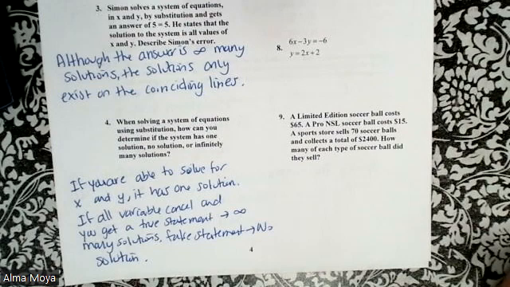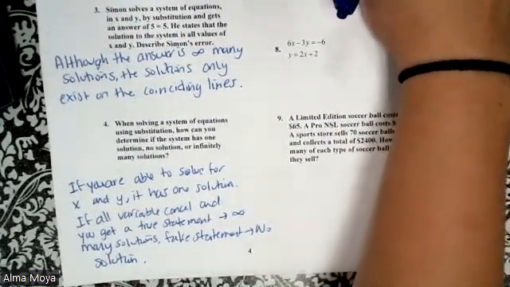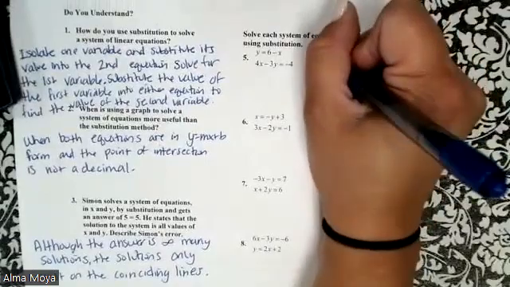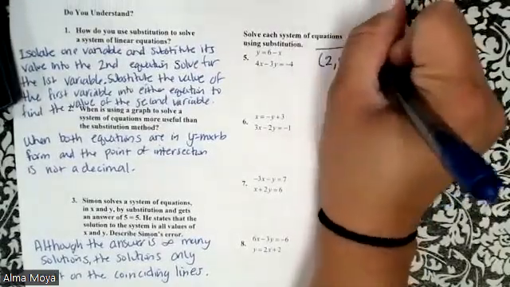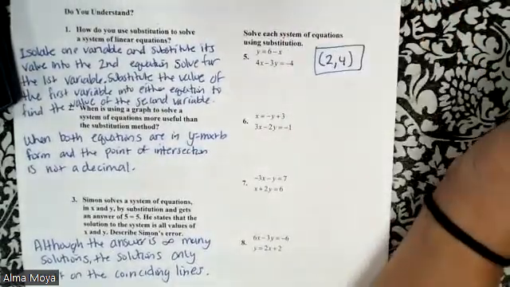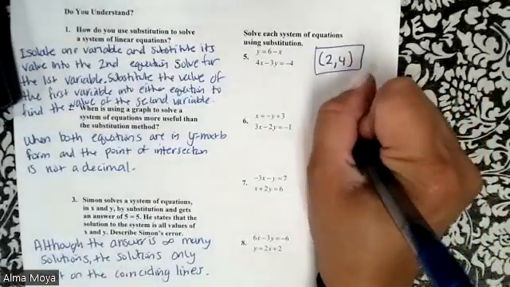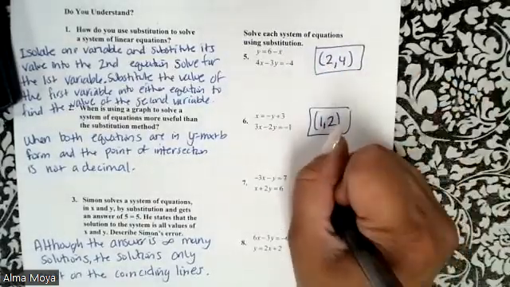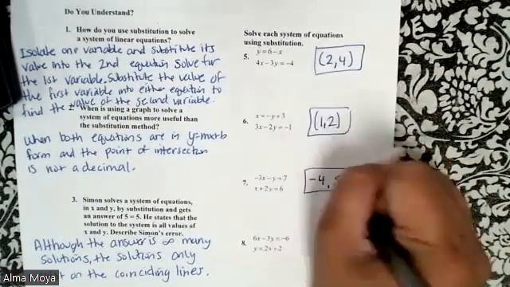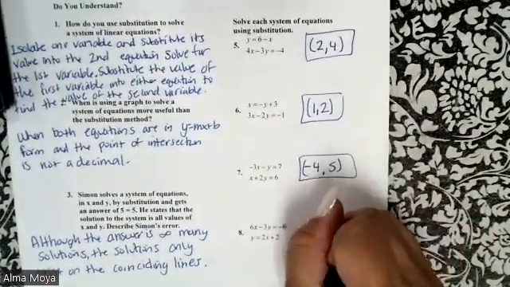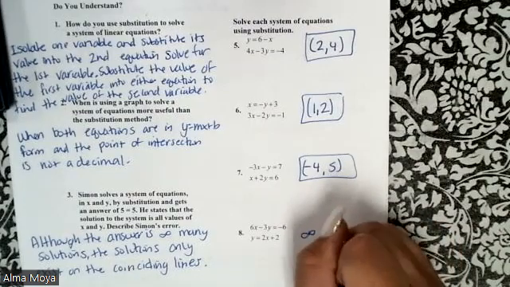All right, I want you guys to hit pause and I want you to solve 5, 6, 7, and 8. I'm going to go ahead and just give you guys the answers. And if you guys get stuck, you can go ahead and ask questions on it. So for number 5, the answer is going to be (2, 4). So if you don't get that, you did something wrong. We just need to figure it out. Number 6 is going to be (1, 2). Number 7 is going to be (-4, 5). Number 8 is going to be infinitely many solutions.